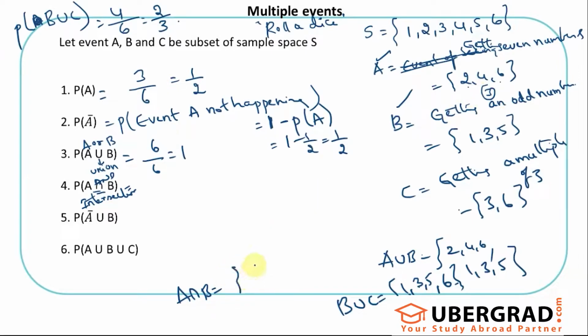So A union B is a null set. There is nothing in this. So it's basically 0 by 6. That's why it is 0.